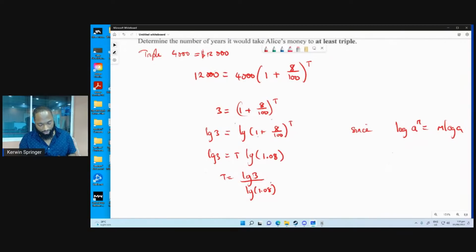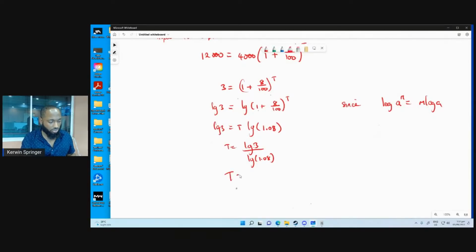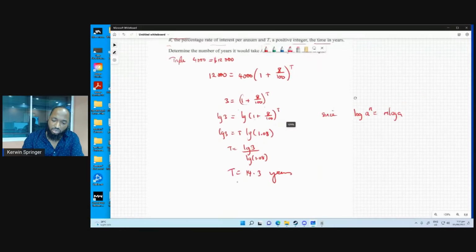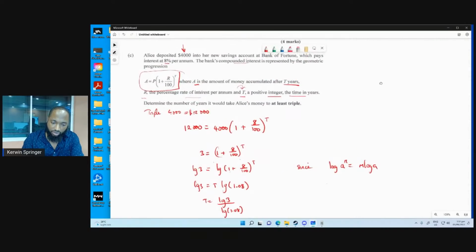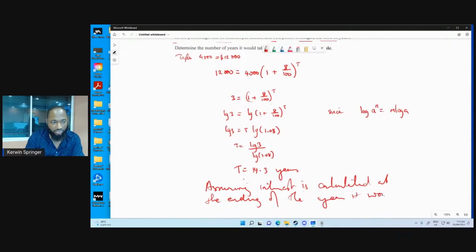How much do you have for that? So that's 14.2. Determine the number of years. So this is 14.3 years. Well, assuming that the interest is calculated at the ending of the year, it would take Alice 15 years.